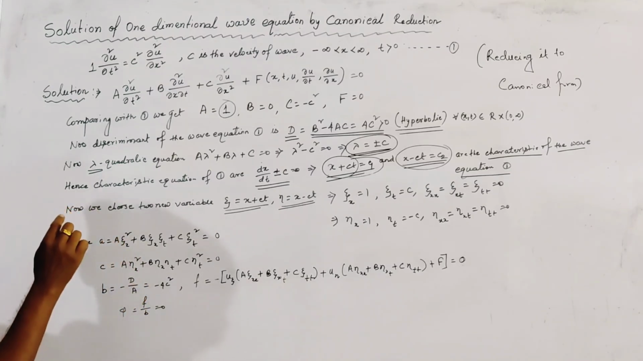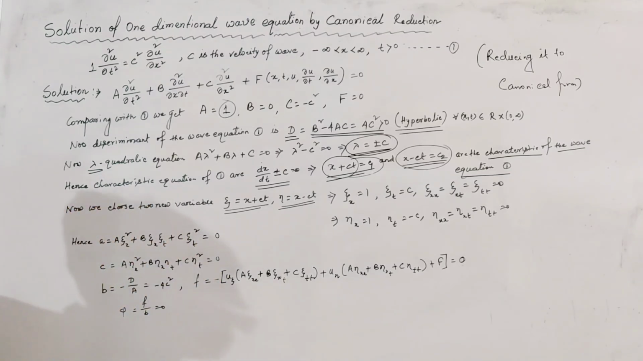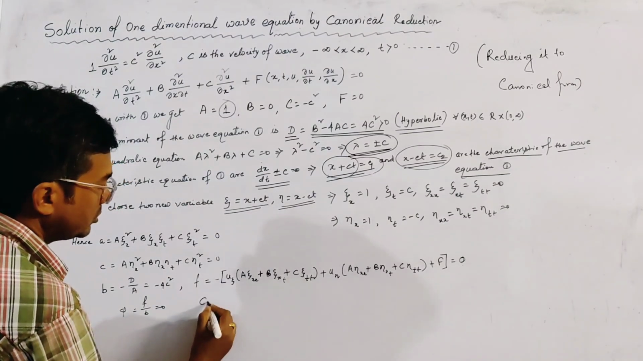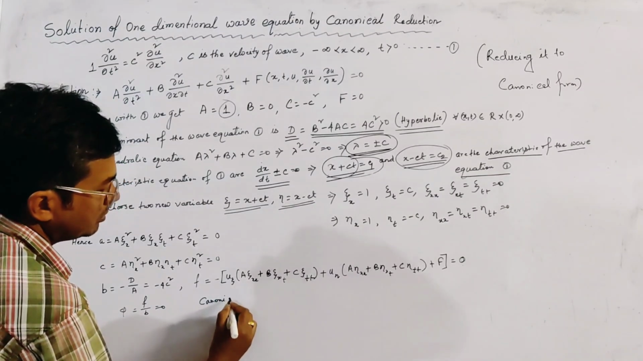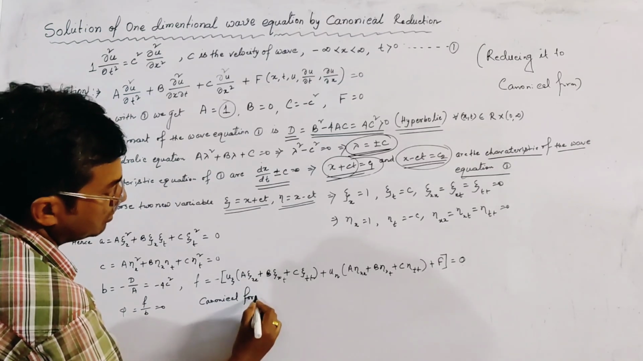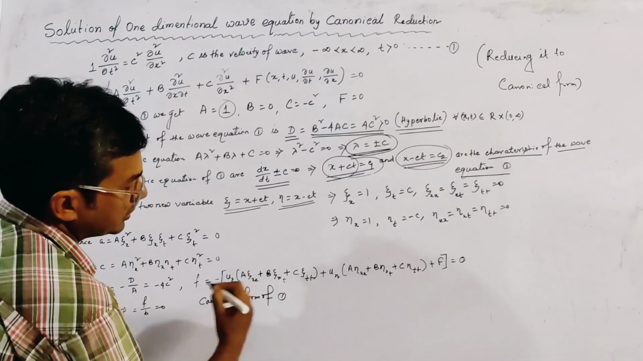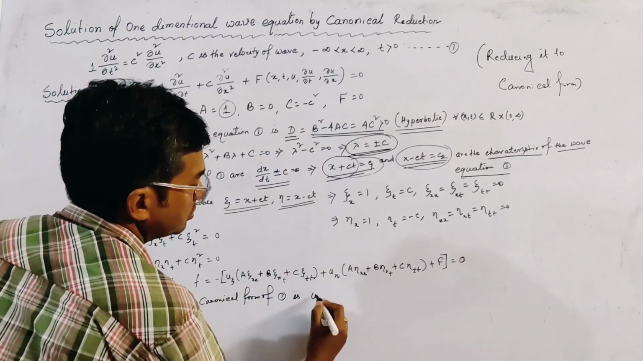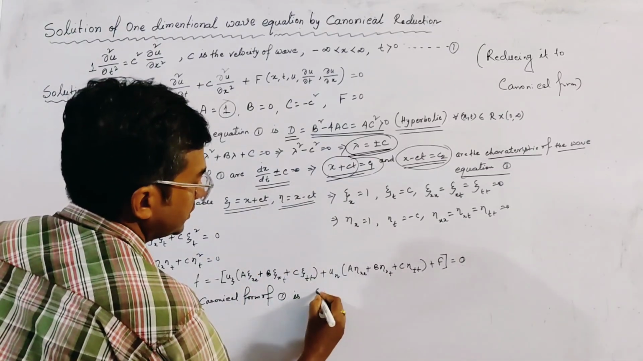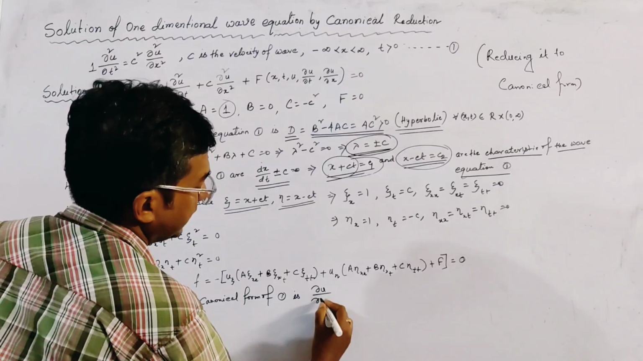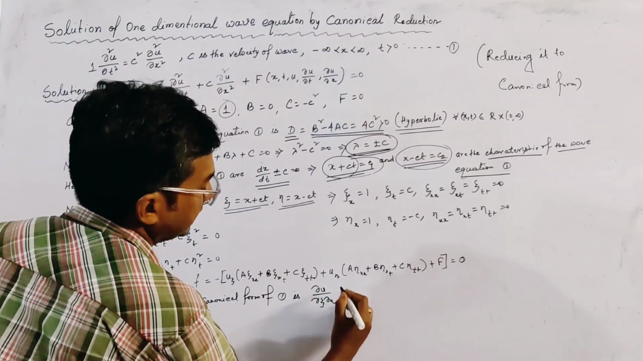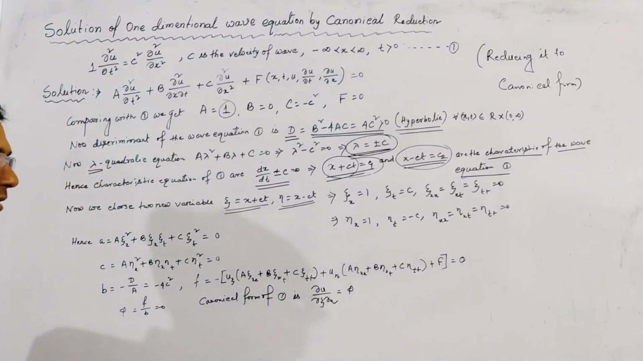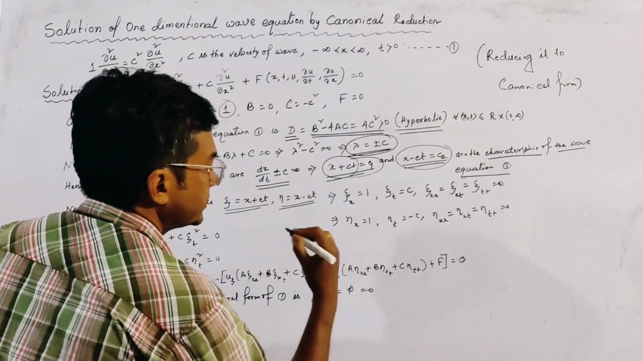Now from this phi result, we can write the canonical form. Canonical form of the equation is given by del squared u by del xi del eta. This is equal to phi, right? And obviously this is 0.